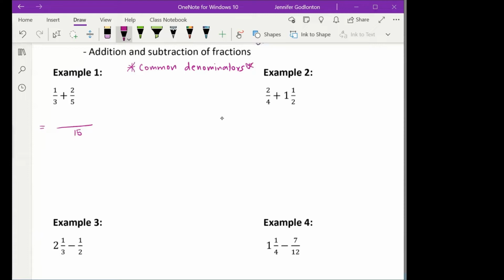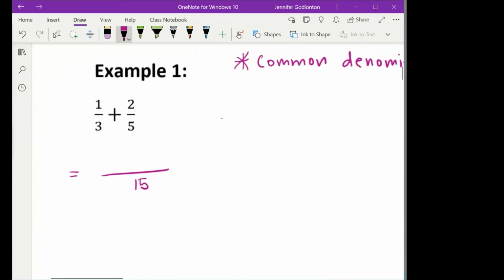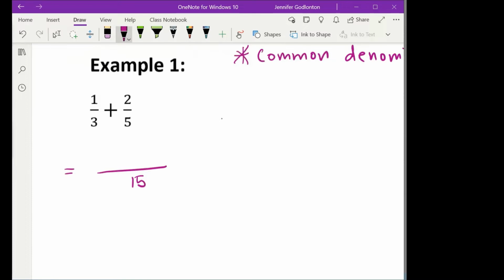Now, to get 15 down at the bottom, I'm just going to zoom in on here. I need to multiply that by 5. And what I do to the bottom of a fraction, I have to do to the top of a fraction. So 1 times 5 is going to be 5. And I need to multiply that by 3 to get to 15. And what I do to the bottom, I have to do to the top. And I'm plussing those 2 numbers. So I land up with 5 plus 6 over 15, which gives me a total of 11 over 15.